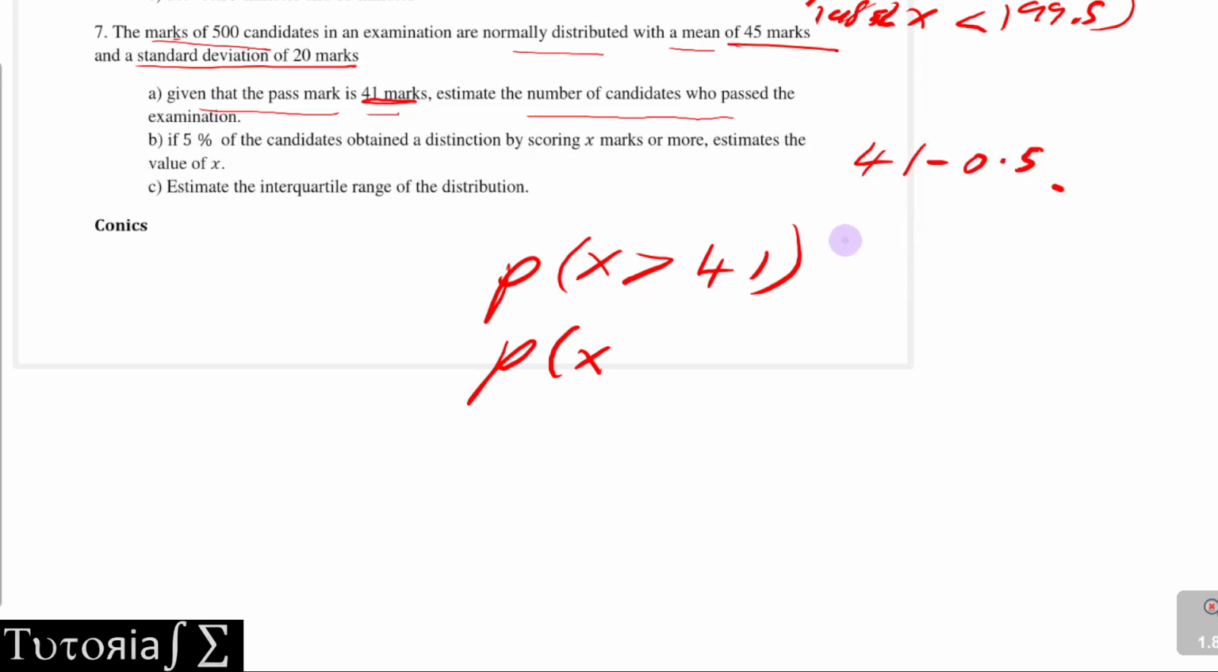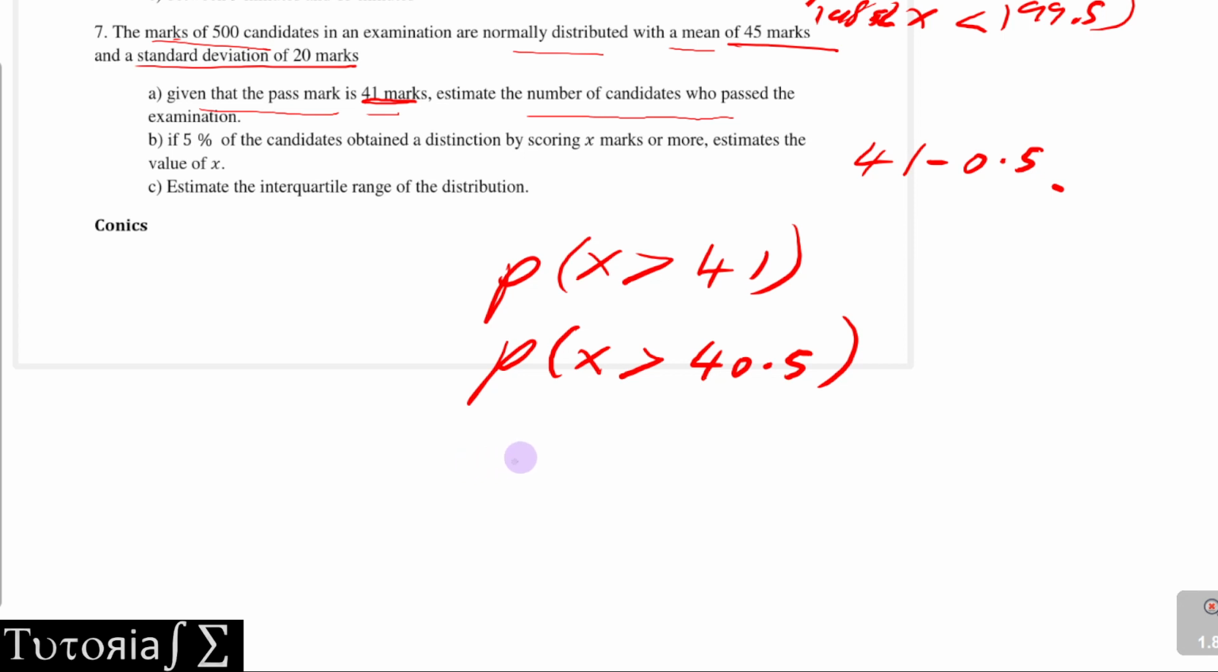If we were excluding the 41, we would have said plus 0.5. So this would be probability of Z. So what is 41 minus 0.5? That will give us 40.5. So that is greater than 40.5. This will include the 41. So greater than 41 does not include the 41. So for us to include the 41, we should start at 40.5.